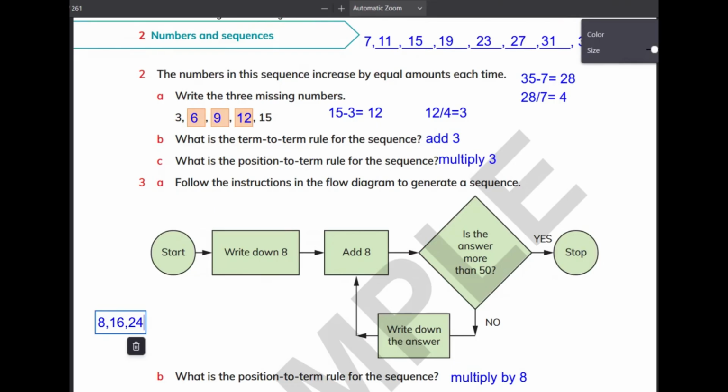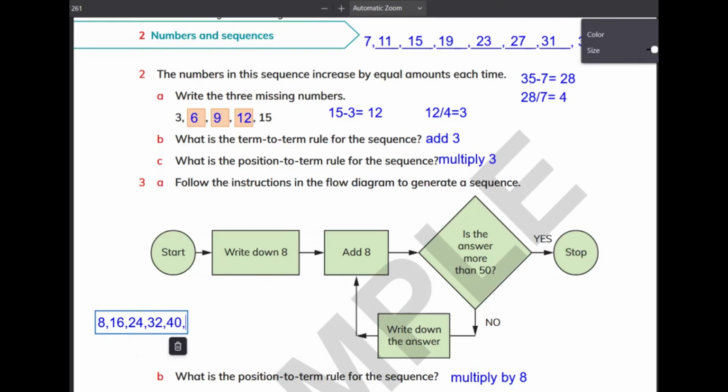The 24 down. Then again, you add 8. This is going to be 32. Is 32 more than 50? No. So you write down the 32. Then you go again and you add 8. It's going to be 40. Is the answer more than 50? No. So you write down the 40.